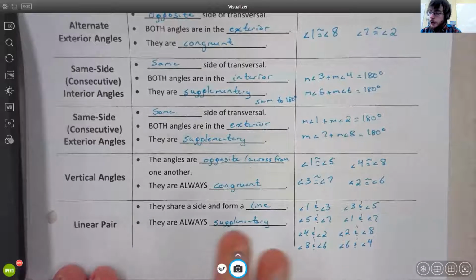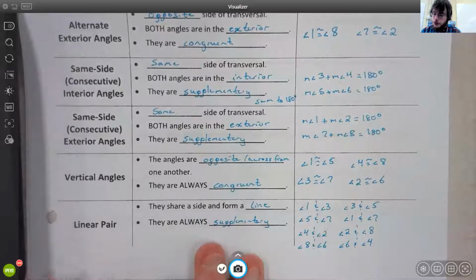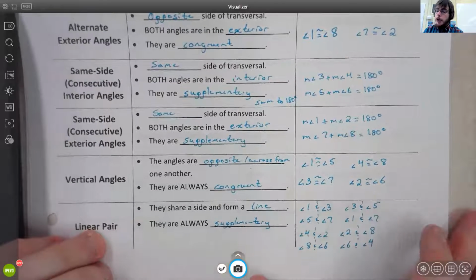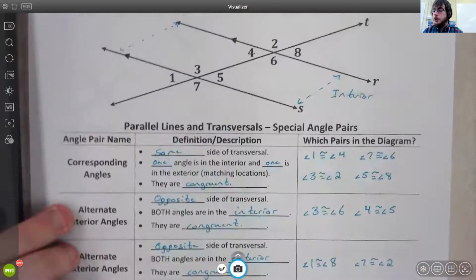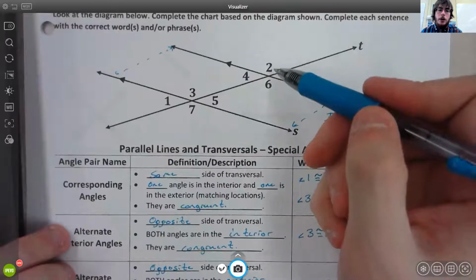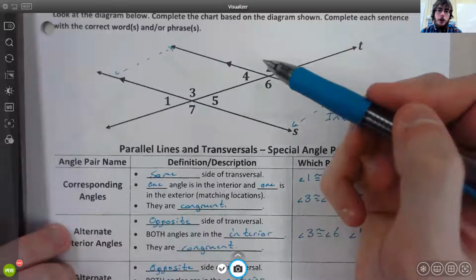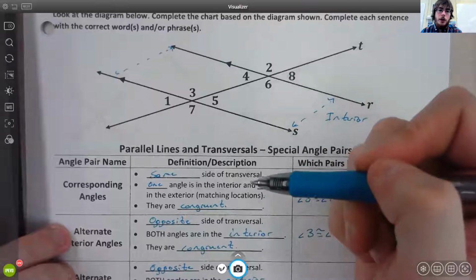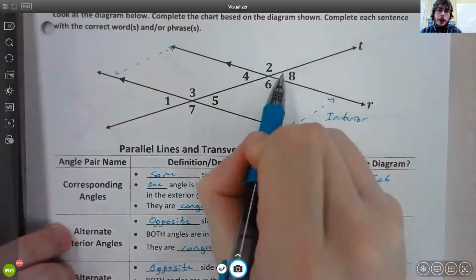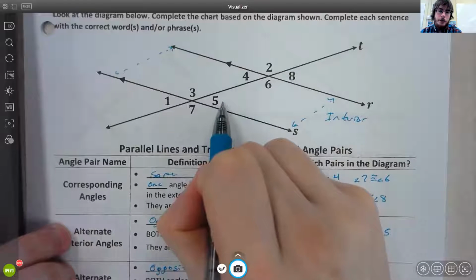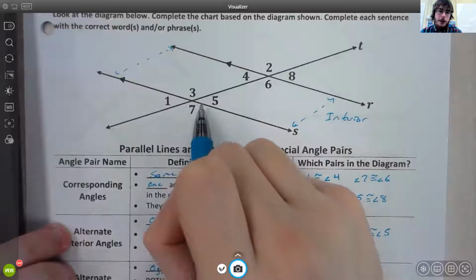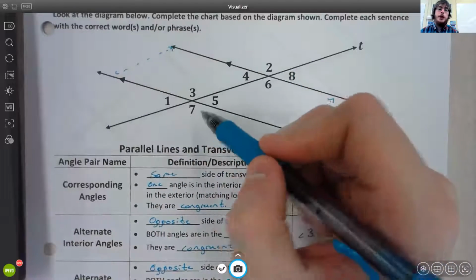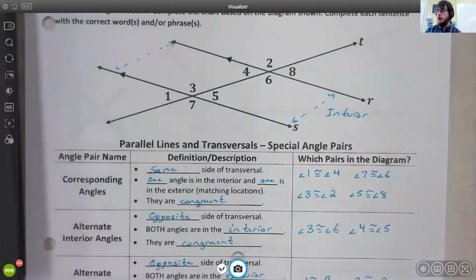Okay, so make sure that you know how to determine your linear pairs, vertical angles, same sides, all that stuff. But I also want you to be aware that any time that you have an obtuse angle and an acute angle, regardless of where they're positioned, any combination of obtuse and acute angle are supplementary. So for example, 2 and 5 are supplementary. 4 and 7 are supplementary. 3 and 8 are supplementary. 1 and 6 are supplementary. 1 and 2 are supplementary, so on and so forth. So make sure that you're aware of that.